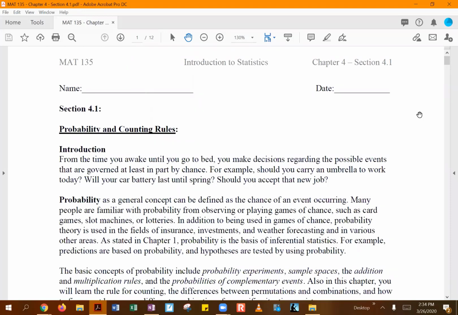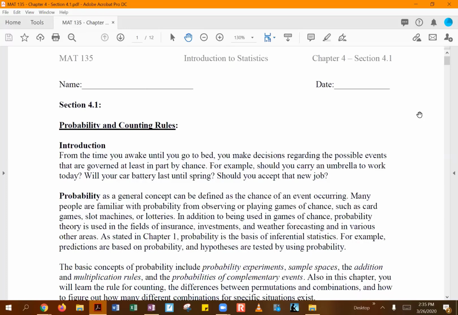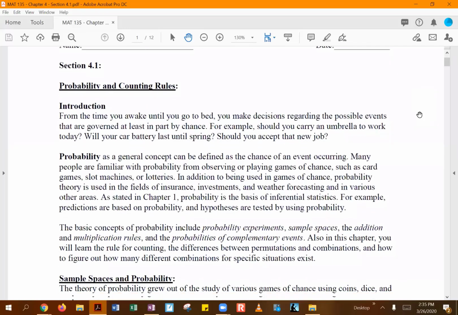As you can see from your notes here, from the time we wake up till we go to bed, we are making decisions about the possibility of these events happening. What is the chance of a rain shower? So should you carry an umbrella to work today? Is your car battery going to last till spring? Should you accept that new job?